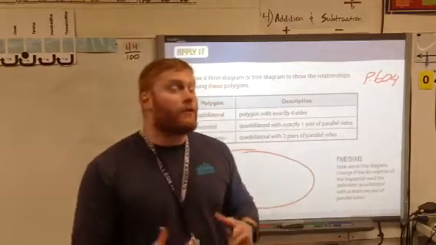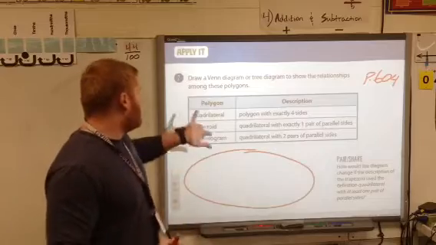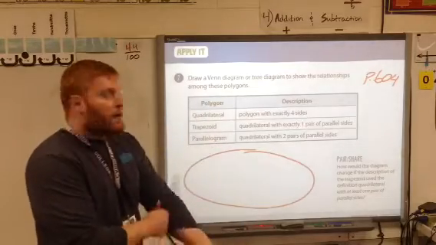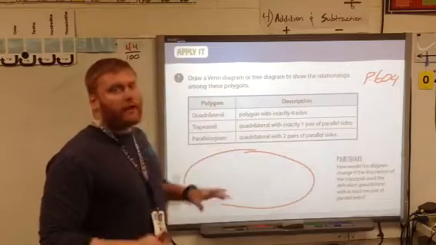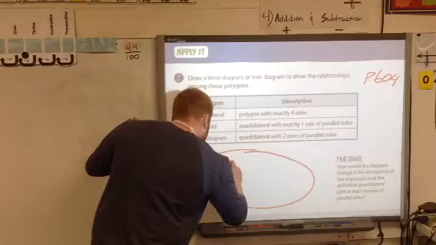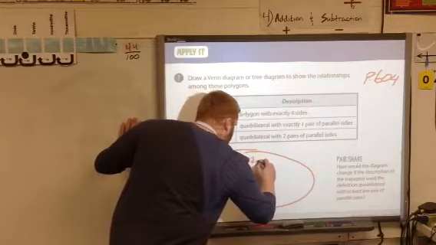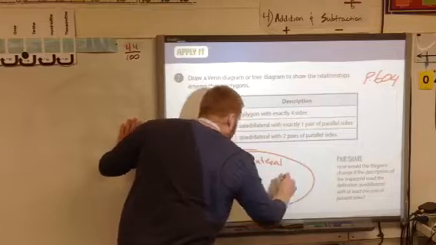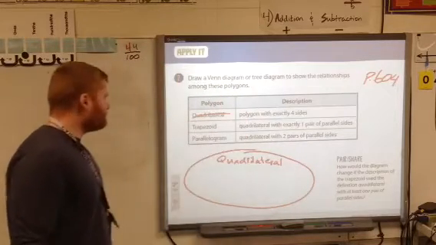Interesting. Okay, so the most general, I think, the easiest one to delineate, is quadrilaterals, because both trapezoid and parallelogram, if you notice, are under quadrilateral and they are four-sided. So I know that my most broad is quadrilateral. And then I'm left with trapezoid and parallelogram.